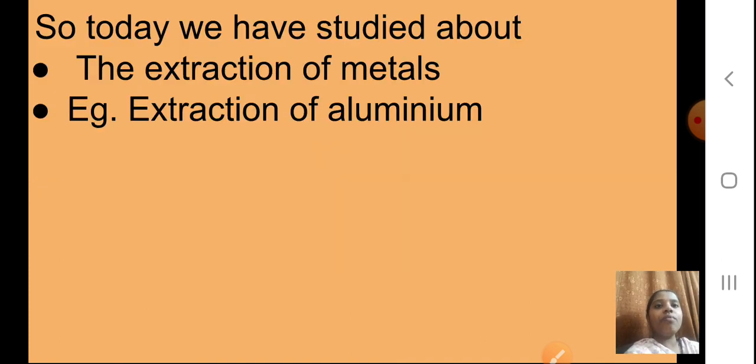So we have come to the end of today's presentation. Today we studied about the extraction of metals. In that you saw the extraction of aluminium. Two processes you saw, Bayer's process and Hall's process, to get the alumina, and then electrolytic reduction is done. I hope you have understood today's PPT. Please go through it properly.